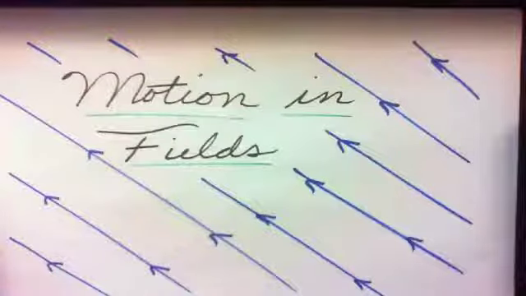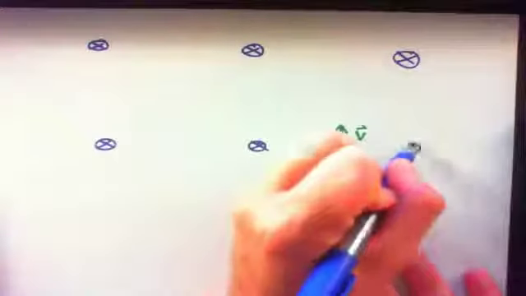Talk about motion in fields. So first we'll start out just with a magnetic field. We'll have a particle moving along inside of a magnetic field. So let's say we have a positive charge, and the positive charge is moving towards the top of the page. Let's also say we have a magnetic field pointing into the page. Okay, so velocity towards the top, field into the page.